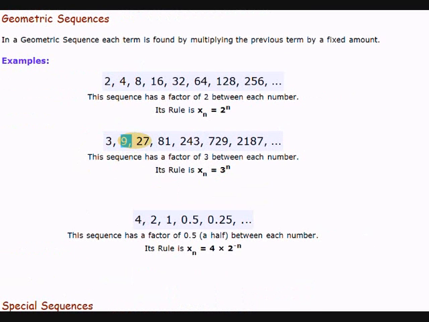Here, 3, 9, 27, 81. This term depends on this one. So 3 into 3 of this term gives this one. Likewise, 3 into 9 gives 27. 3 into 27 gives 81. Okay, there is a factor of 3 between each number, multiplying it, right? Its rule is, what is the rule of it? Xn equal to 3 power n.